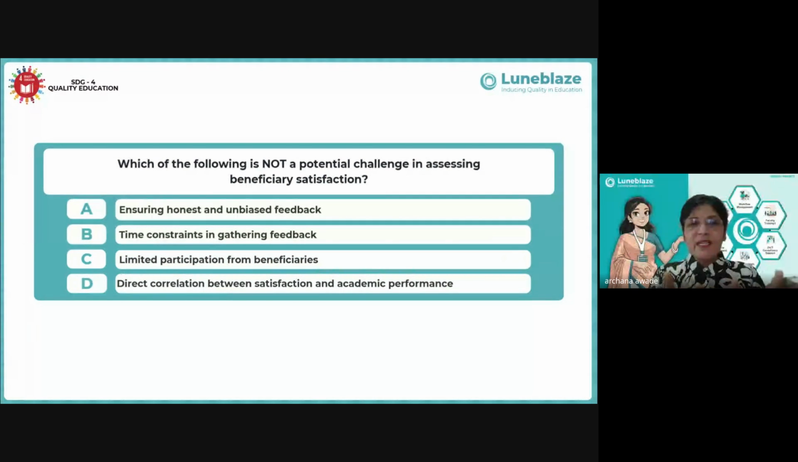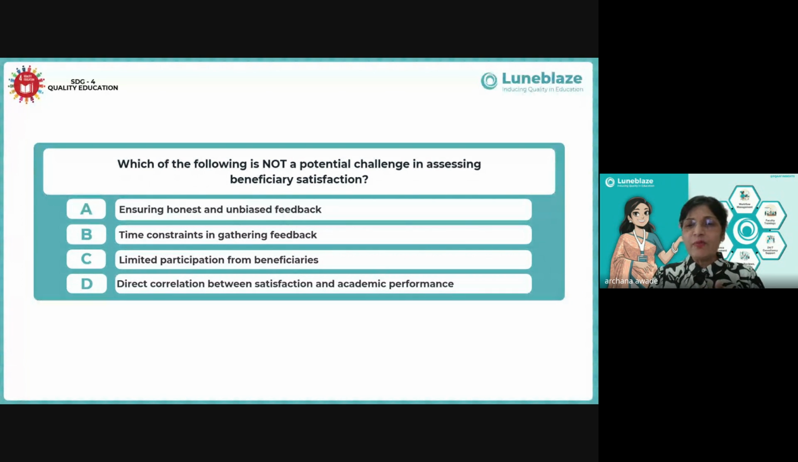So now that we understood what beneficiary satisfaction is and why it matters, now let's look at this question together, to see what might and might not be considered a real challenge. So here is a question. Which of the following is not a potential challenge in assessing beneficiary satisfaction? There are four options: ensuring honest and unbiased feedback, time constraint in gathering feedback, limited participation from beneficiaries, and direct correlation between satisfaction and academic performance.